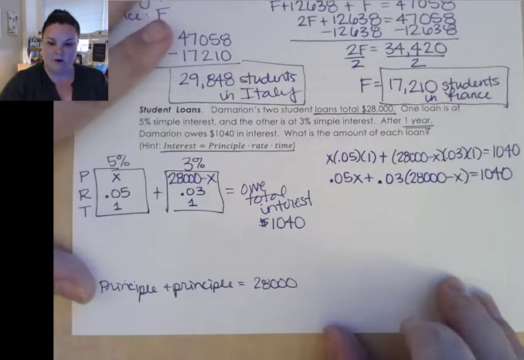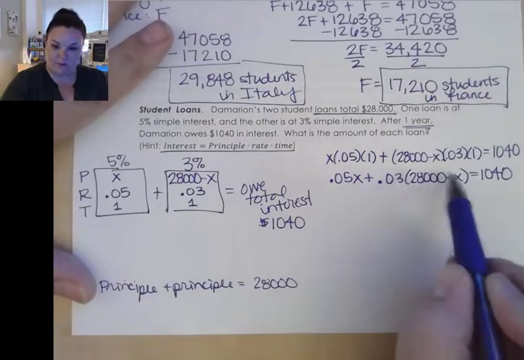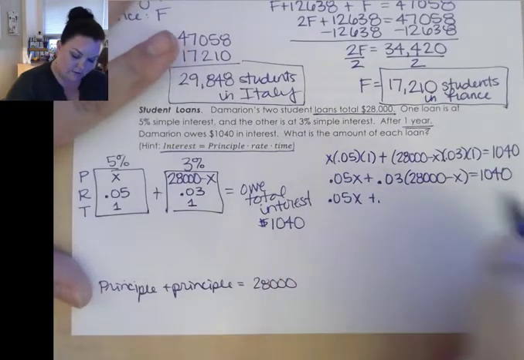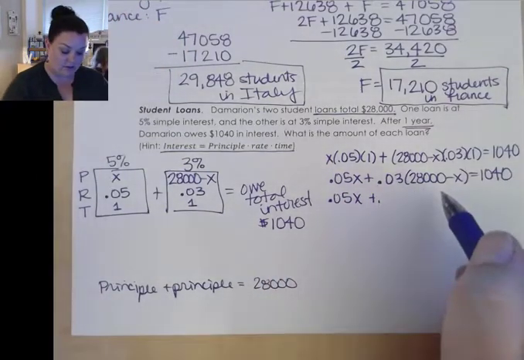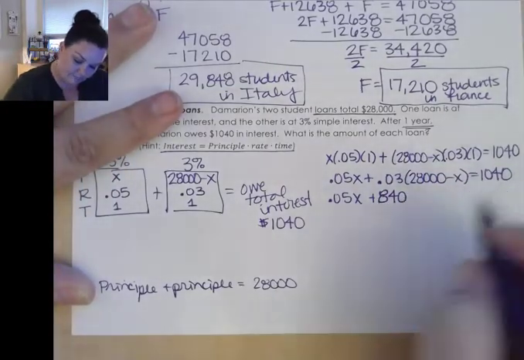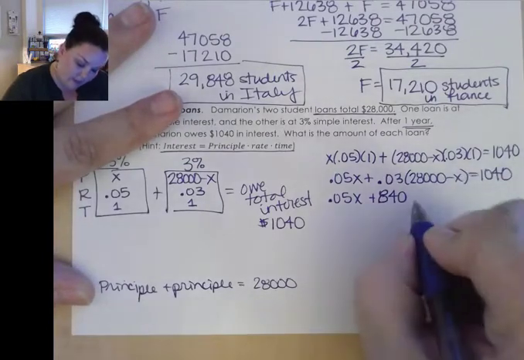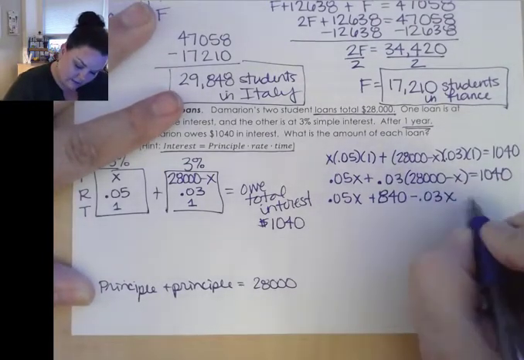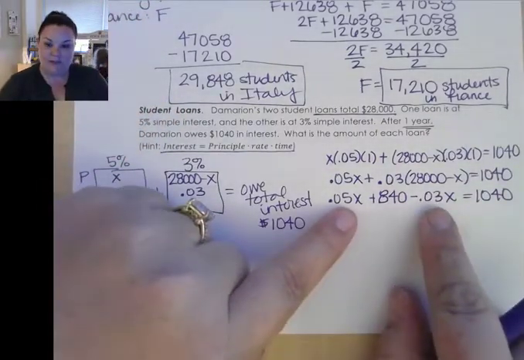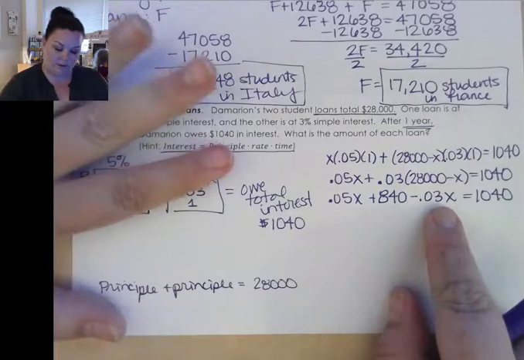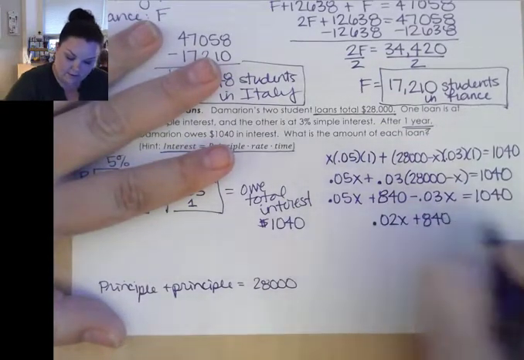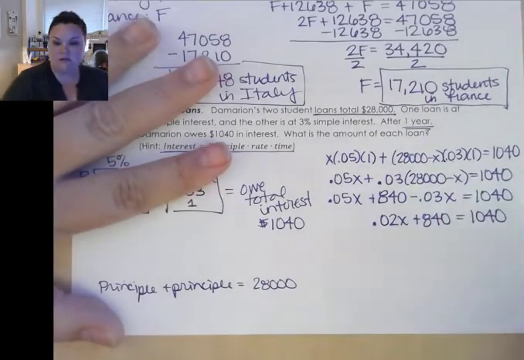Okay. So now on this step, I want to distribute my 0.03. That gives me 0.05x plus, when I multiply 28,000 times 0.03, that gives me 840. And then 0.03 times negative x is negative 0.03x. It's equal to 1040. Now I can combine my two x terms. So 0.05 minus 0.03 is 0.02x plus 840 is equal to 1040.